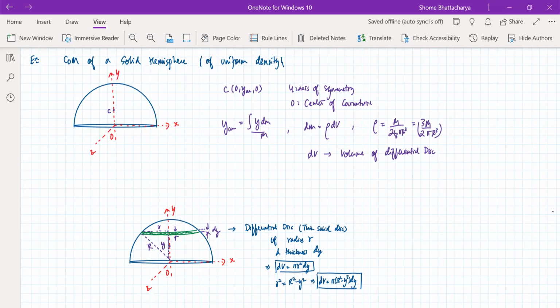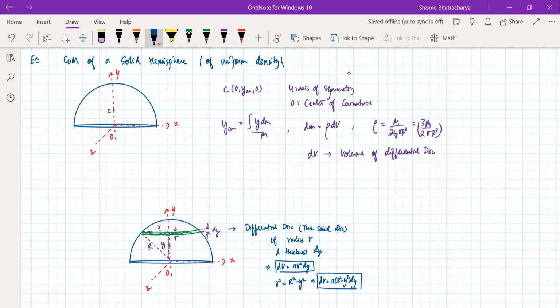So what is the value you are getting for the center of mass's position? Sir, 3r/8. Yes, very good. Apart from that, you can also use this integration to prove that the volume of a hemisphere is 2 by 3 pi r cube. That is something aside from this you can do.